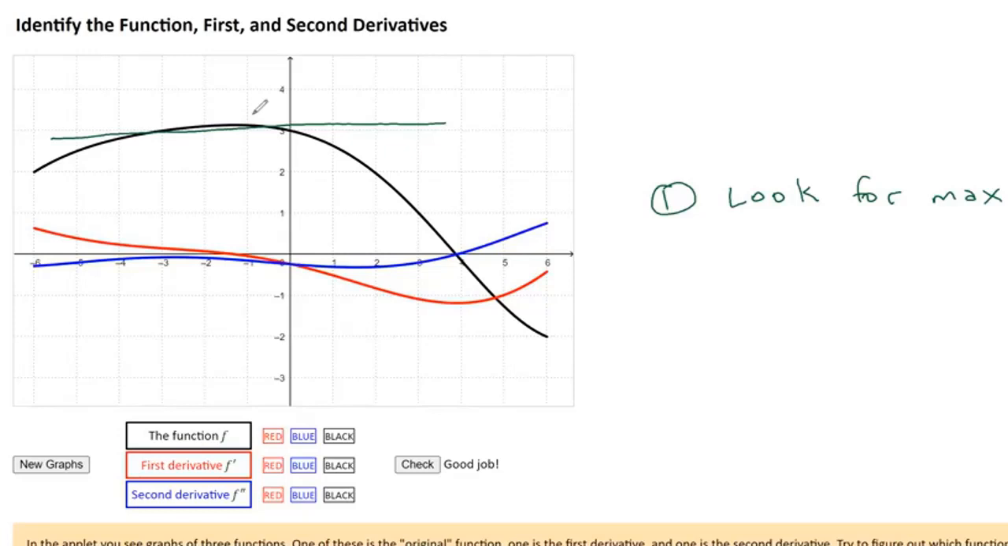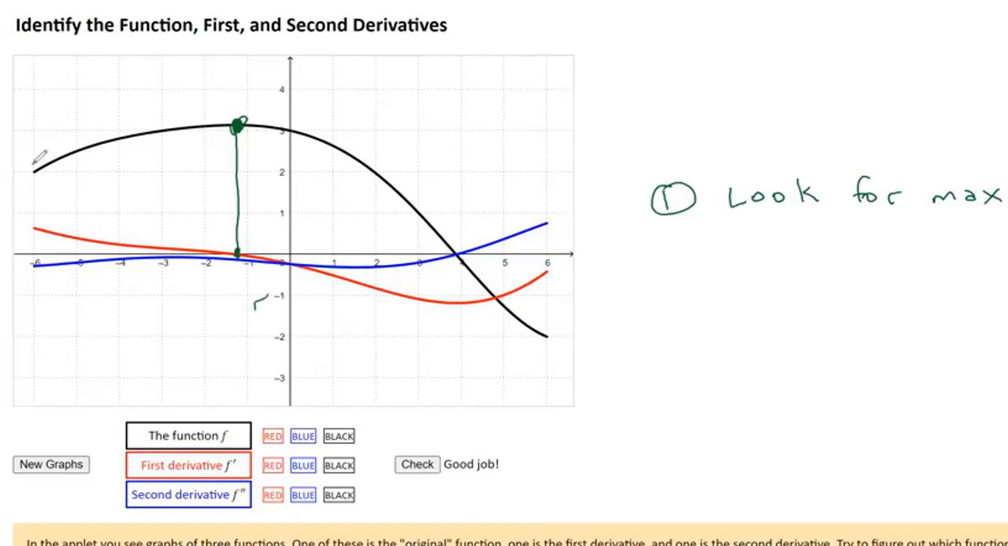So what we want to do is first look and see. If this point right here is the maximum, then one of these would have to be, if it was the derivative, it would have to be 0. That is 0. So right now, it looks like the derivative of black is red. So let's continue on and just check.